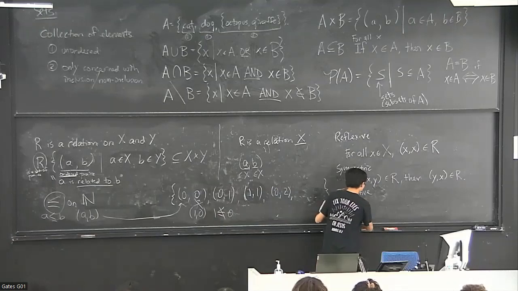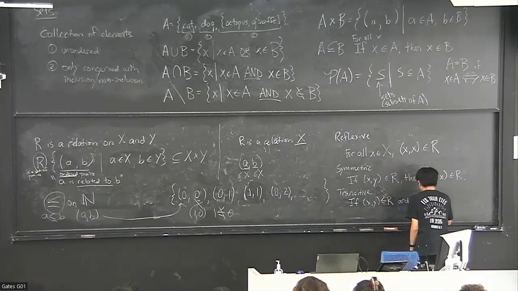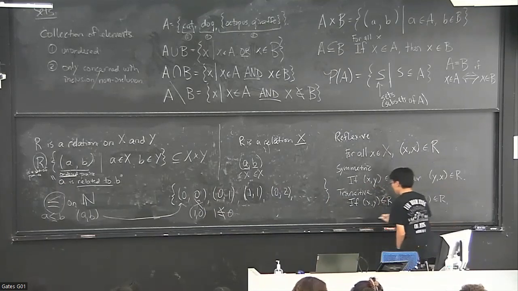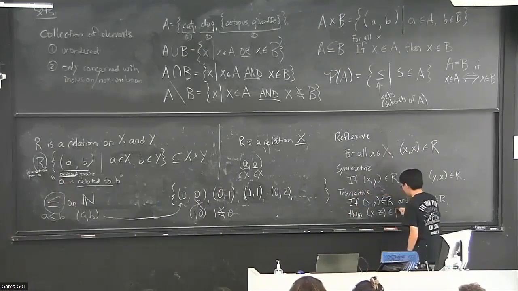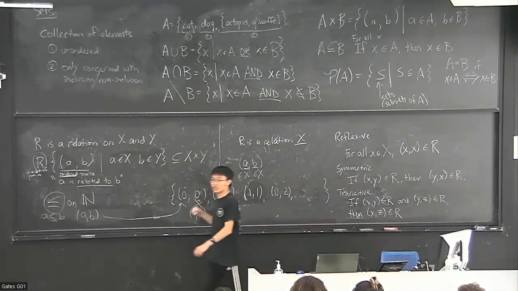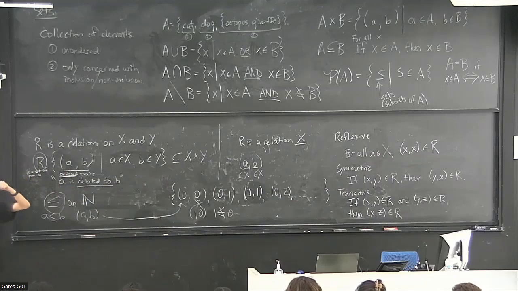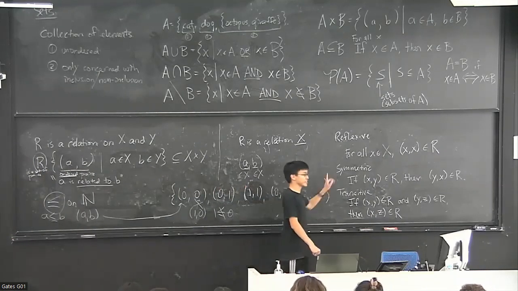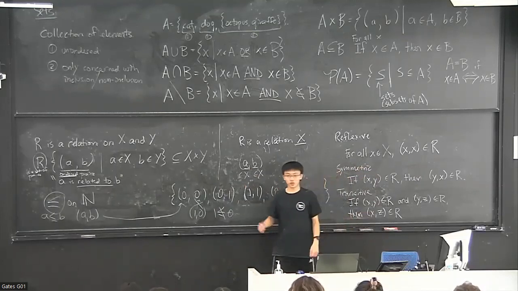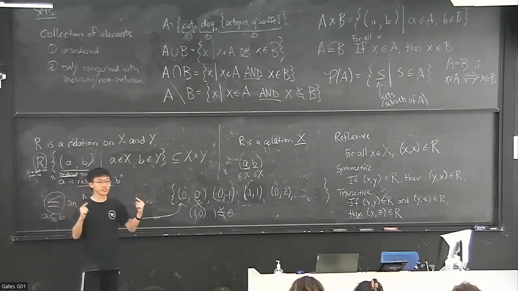Transitive: if (x, y) is inside R, and (y, z) is inside R, then (x, z) is inside R. Is the less than or equal to relation transitive? It is, because if I have (0, 1) and let's say (1, 7), both inside R, is (0, 7) inside? (0, 7) is also inside.